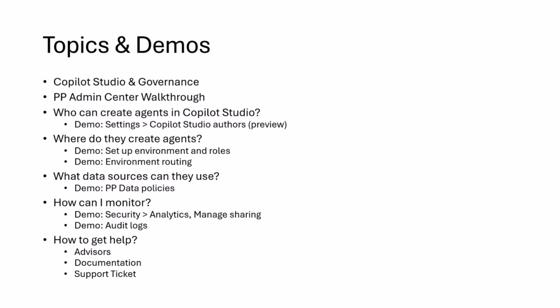For instance, as part of governance, some of the key things that you want to do is to lay policies in place so that you can effectively allow and empower your makers to create these agents within your enterprise. At the same time, you want to make sure that you can protect your enterprise assets, and that is the key aspect of governance. So we'll see who can create agents in Copilot Studio. Where do they create? How do they create those things? What kind of data sources can they use while creating those agents? How do you monitor? And obviously, how do you get help?